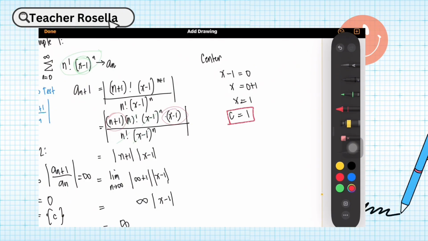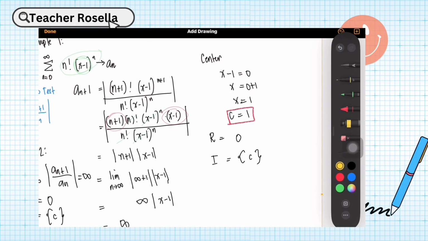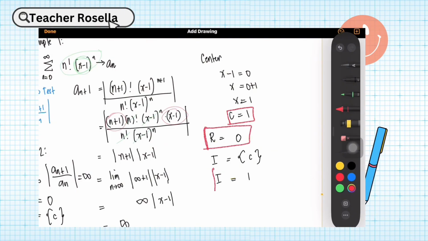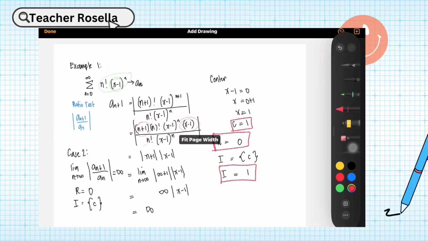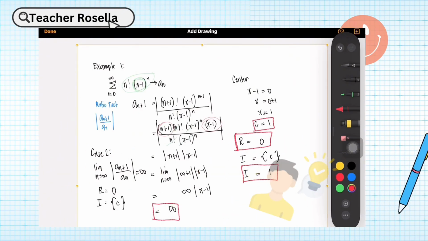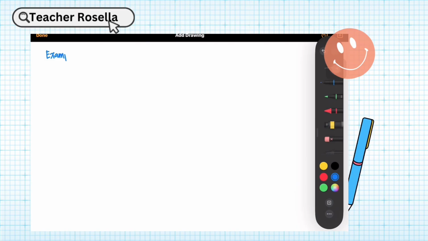And now we have the center, which is equal to 1, and the radius, which is equal to 0, and our interval is c, which is 1. Now, did you get how to get the center, radius, and interval of a power series? So now let's proceed to example number 2.